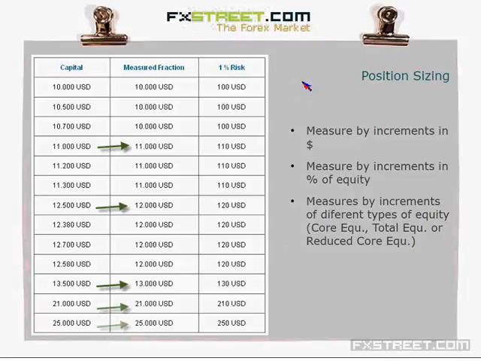So if the account reaches 12,000, we recalculate the position size, but if there is a loss or a series of losses and the equity goes beyond that threshold to 11,000 again, or to slightly below 12,000, we use the 11,000 again as a reference, as a measure for the fraction.